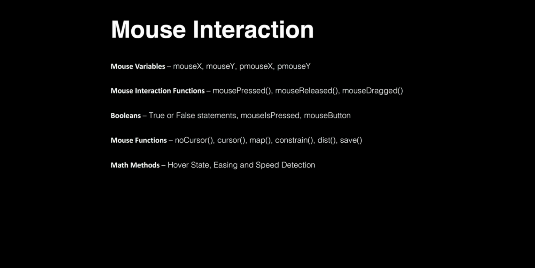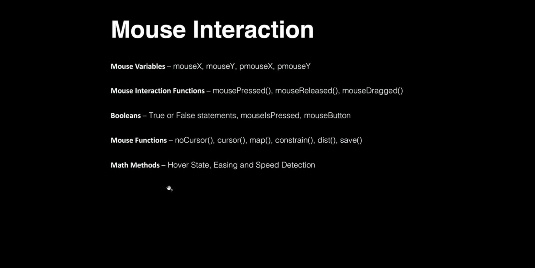Then there are some other cursor-related functions. There's noCursor if you don't want to see the cursor, and cursor if you want to change what the cursor looks like. We're going to use the map function to map the values of the cursor location to something else. We're going to use the constrain function, the distance function, and the save function to save our designs that we're creating.